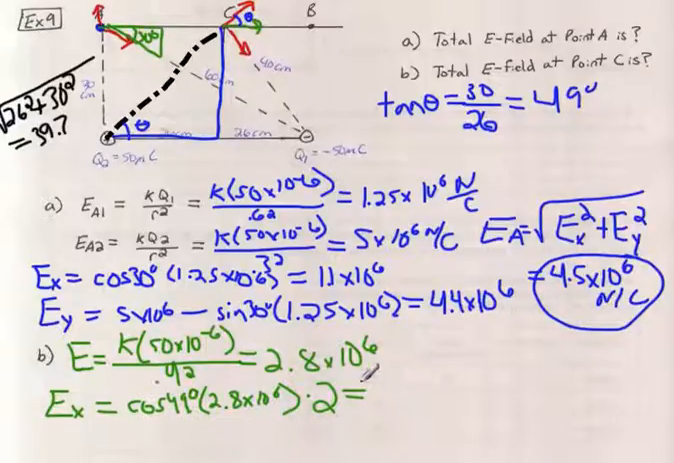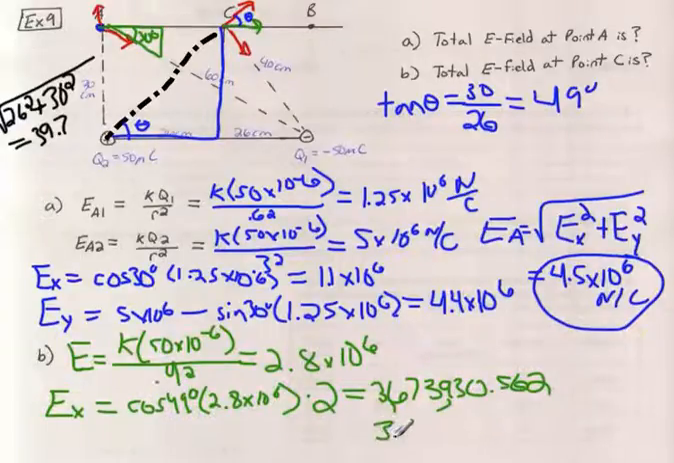So I got, I'll just write it out this time, 367,393.562. So that's millions, so times 10 to the 6th. So for significant figures it's 3.7 times 10 to the 6th newtons per coulomb. Remember what we did is we calculated the magnitude of the electric field strength at point C.